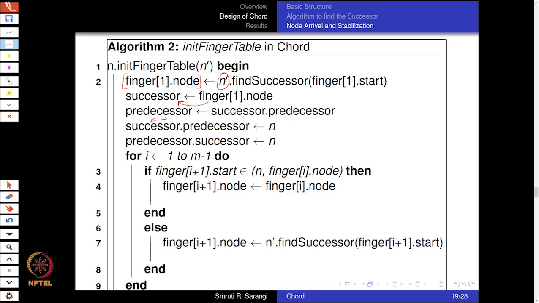Furthermore, the predecessor is actually the successor's predecessor. So we can ask the successor node, who's your predecessor, and we can initialize that. Then we need to do a little bit more. We also need to record that the successor's predecessor is the current node n, and this will require a message. We need to tell the successor that I am your predecessor, and we need to tell the predecessor node that I am your successor. So predecessor dot successor is the current node n. This is no rocket science. It is similar to inserting a node in a doubly linked list.